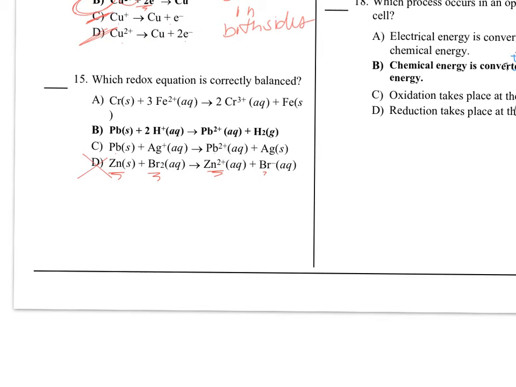1 Pb, 1 Pb, 1 Ag, 1 Ag. Ooh, this is looking promising, but look at our charge. +1 and +2. Not balanced. Let's take a look at A. 0 and 2 already. I can see that's not balanced, so B it is.